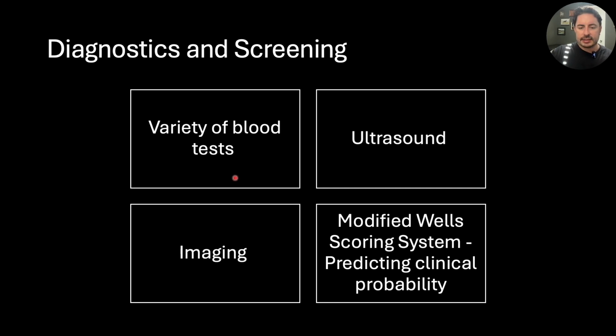And we're going to look at several different blood tests. We're going to look at imaging, and we'll talk about a few different imaging like CAT scan, chest x-ray, MRI, MRA, VQ scan or ventilation perfusion scan, and ultrasound. And then there's this modified Wells scoring system. This is a predictive tool that we can use to look at the clinical probability that this patient will have either a PE or a DVT. So we'll look at those.